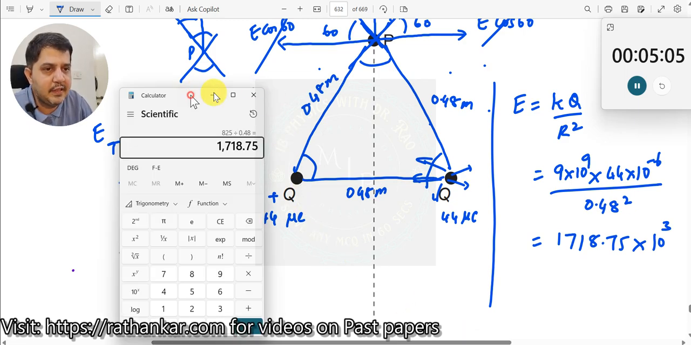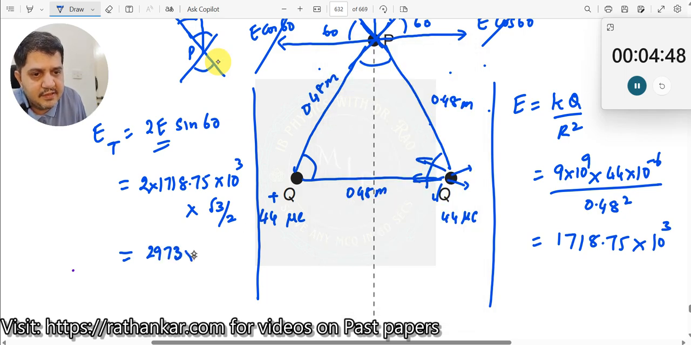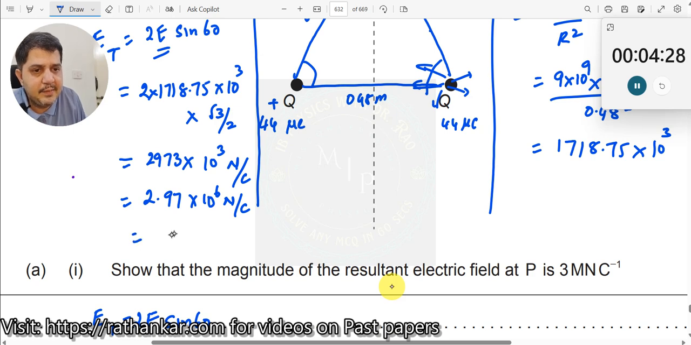Now multiply this by 2, multiply this by square root of 3, 1.73, and divide this by 2. I get this as 2973 into 10 to the power of 3. Unit is Newton per coulomb, which I can write as 2.97 into 10 to the power of 6 Newton per coulomb. Here you had 10 cube, and already I have 10 cube, so 10 power 6 it becomes. This nearly becomes 3 into 10 power 6 Newton per coulomb.